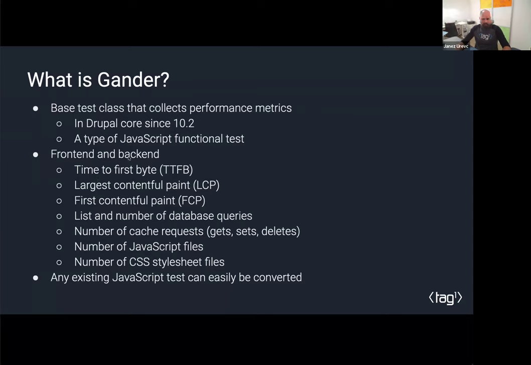It is collecting metrics that are related both to backend and frontend. We're collecting time to first byte, then some core vitals, with the number of database queries and the whole list of database queries, and then cache requests, number of JavaScript files, CSS files. And I think that now we're also collecting the size of JavaScript files and CSS files. Catch, am I correct about that?